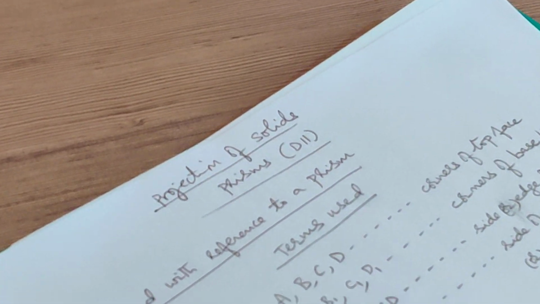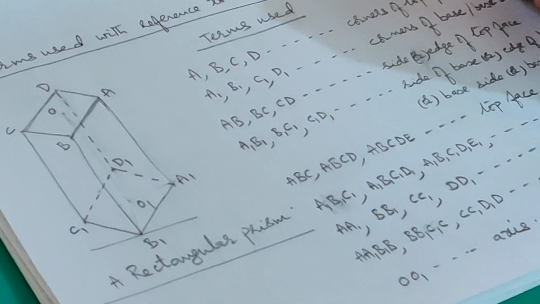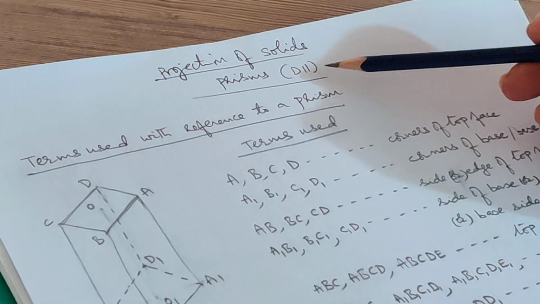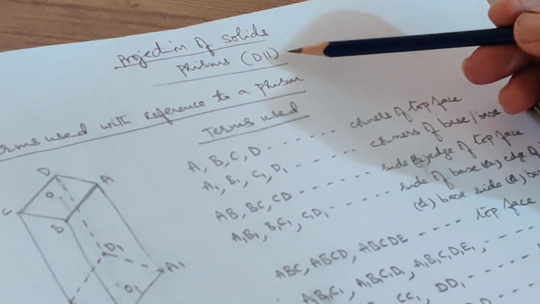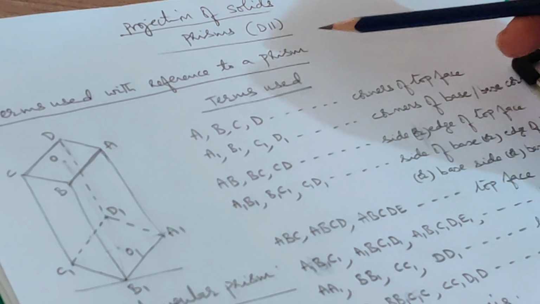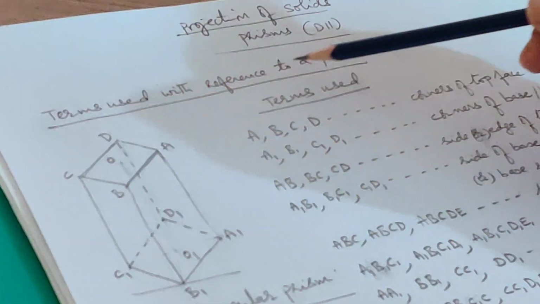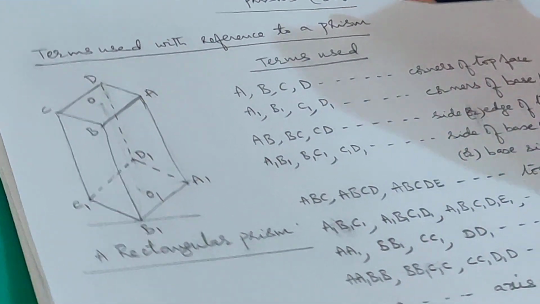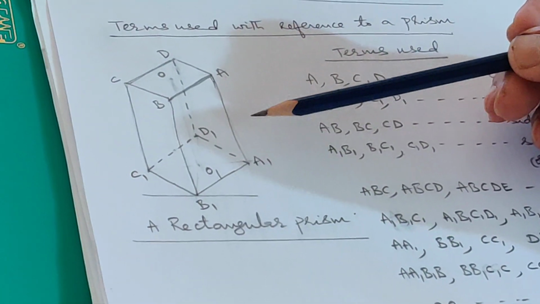So as I mentioned already, we are doing projection of solids, and under that we are doing prisms today. It is covered under drawing number 11. What we are discussing here is the terms used with reference to a prism. Here also I have taken the example of a rectangular prism.